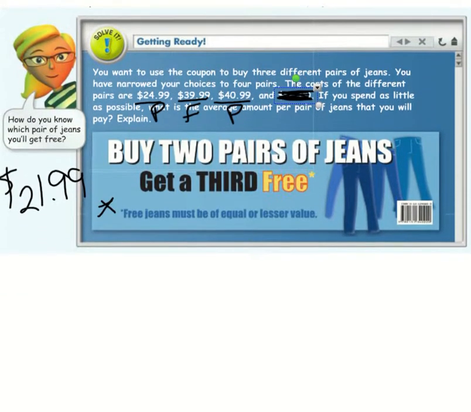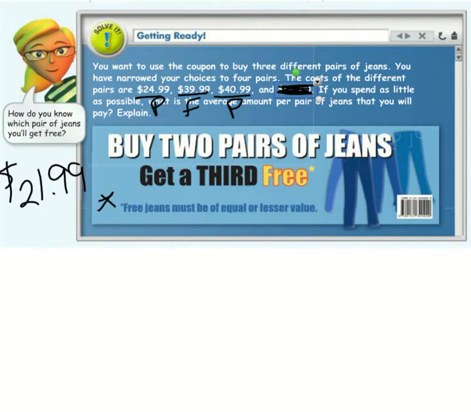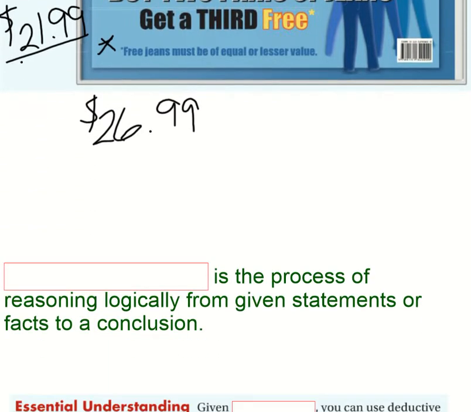Now, unless you really argued that, they're probably going to give you the $24.99 pair of jeans free. And if they do that, you take your $40.99 plus your $39.99, you get $80.98. You divide that by 3, and you're probably going to end up paying $26.99 for your jeans. However, you could put up a big fight with a manager and get that $21.99 per pair of jeans if you really wanted to.